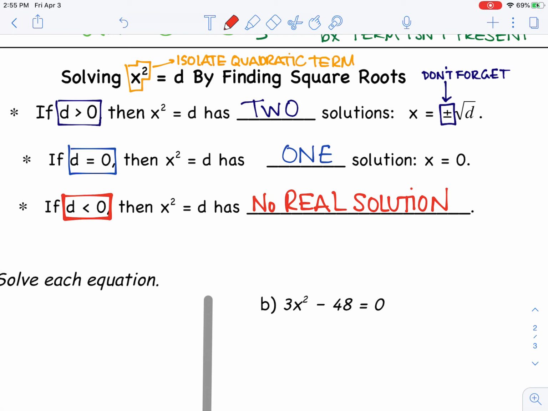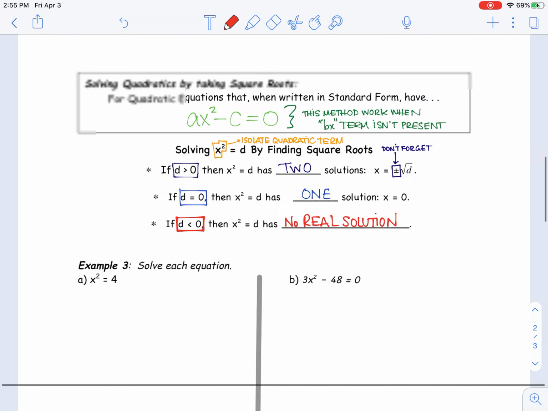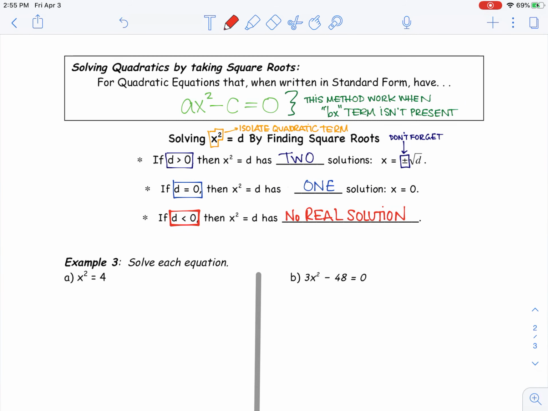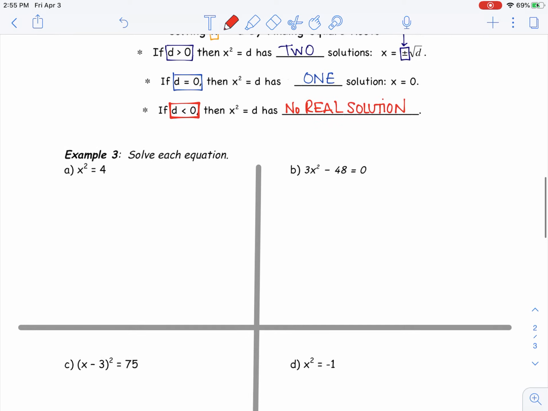So if your calculator gives you an error, or you recognize that your x squared term is equal to a negative value, then that will be the result. All right, so let's go ahead and apply what we know.